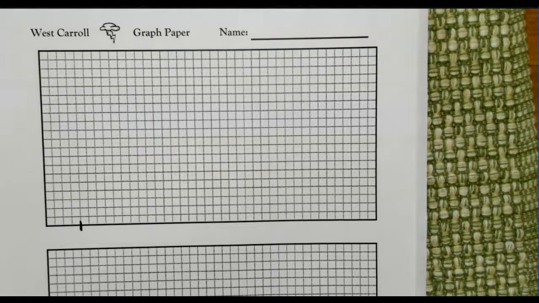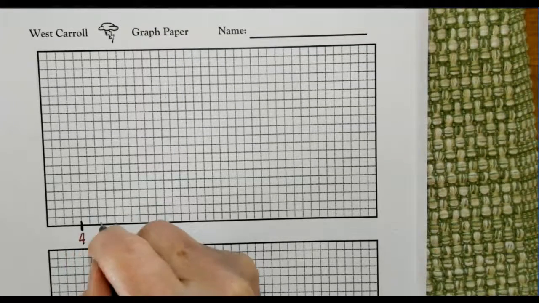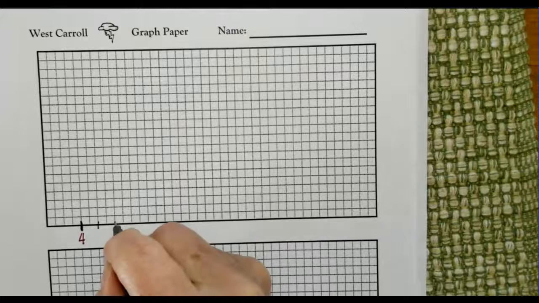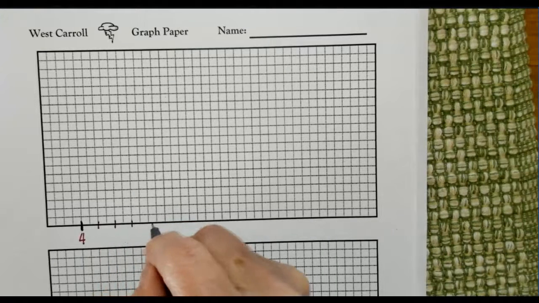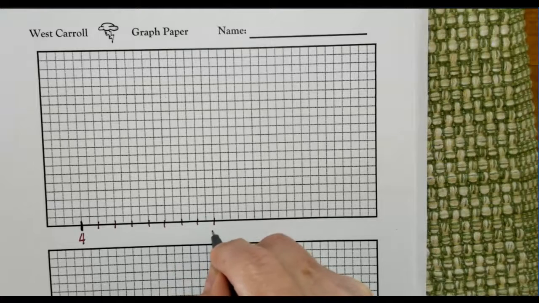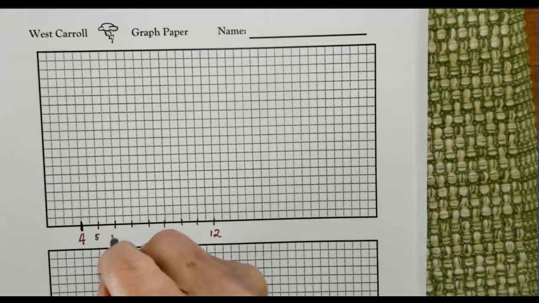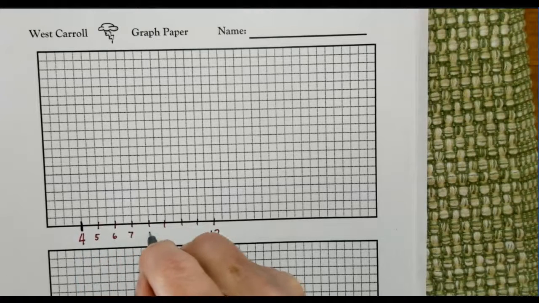I'll start with this number being 4, 5, 6, 7, 8, 9, 10, 11, 12. So my numbers went from 4 to 12. So I'll put those other ones: 5, 6, 7, 8.